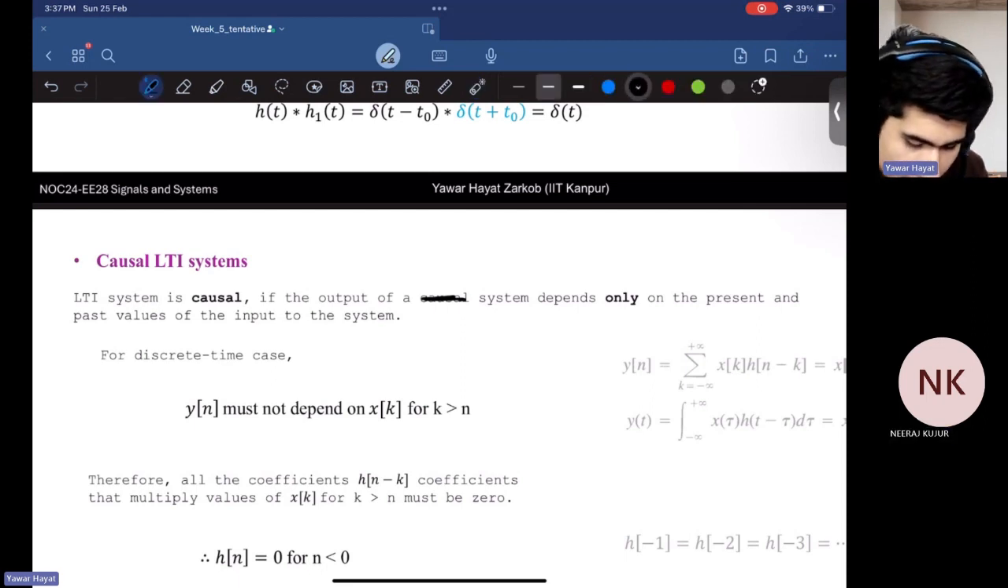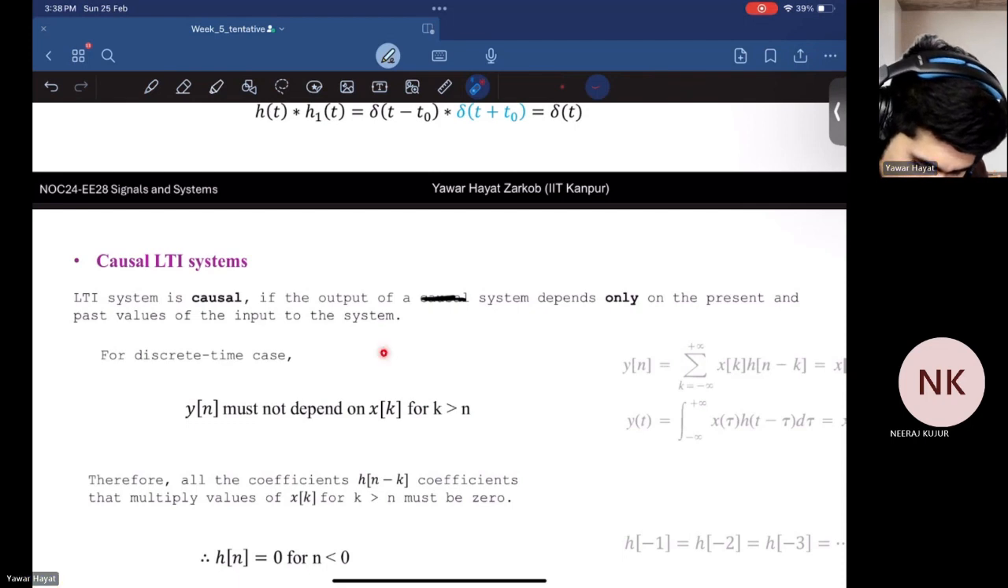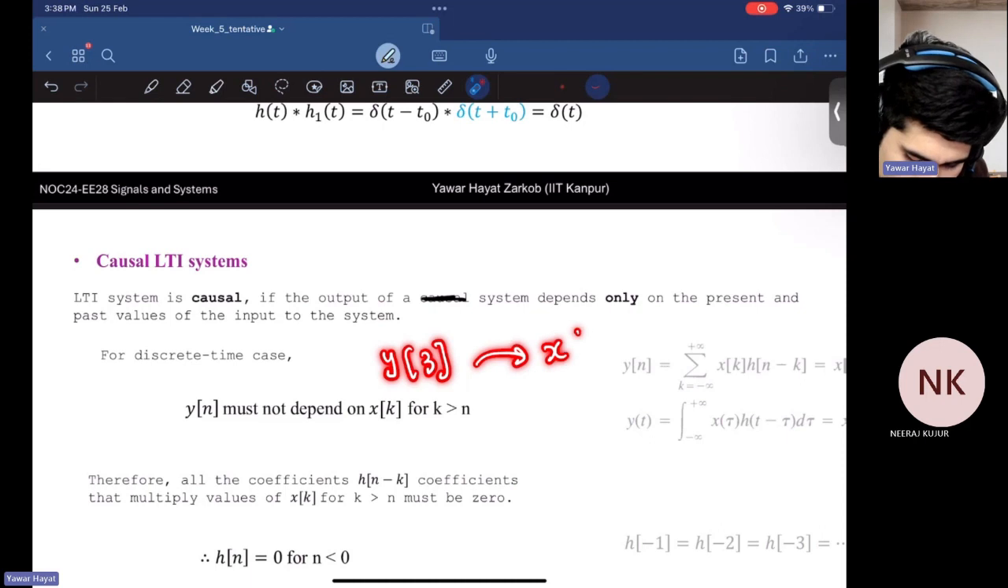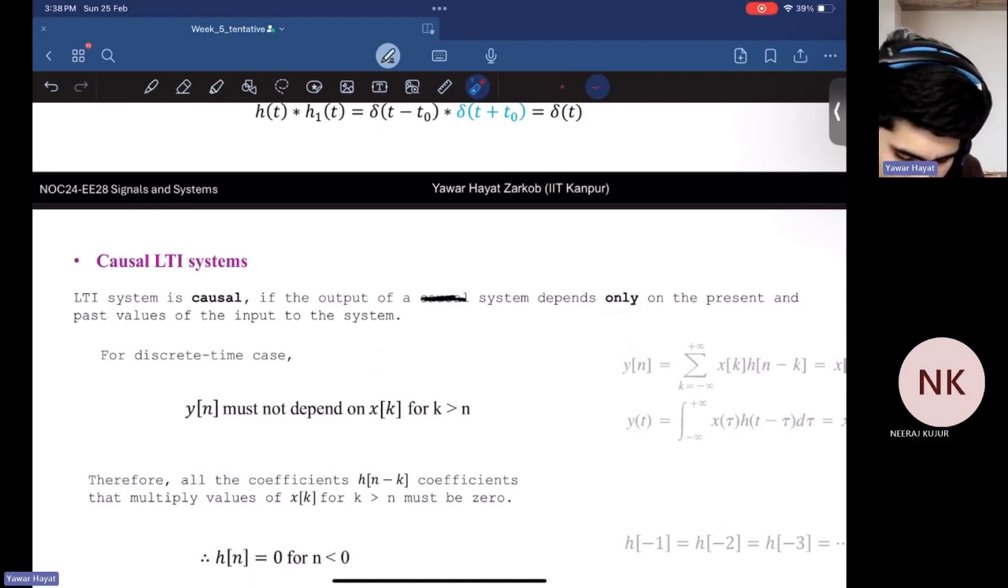Suppose we have again this y of 3. It should not depend on this x of 4, because x of 4 would be a future instant of time. It should either depend on x of 3 or x of 2 and so on. So for the discrete time case, y of n must not depend on x of k for k greater than n. Is this fine?